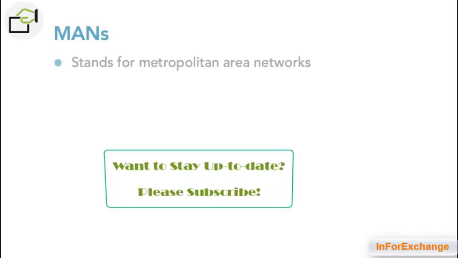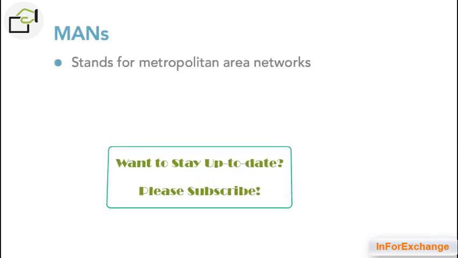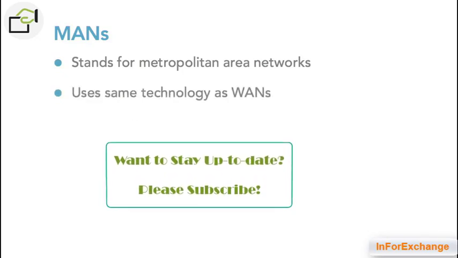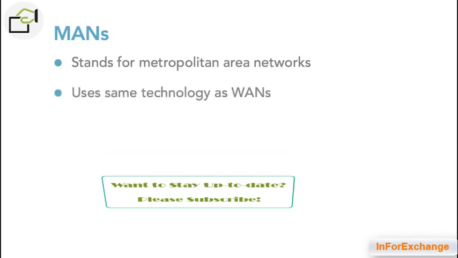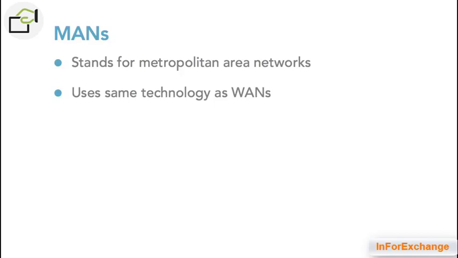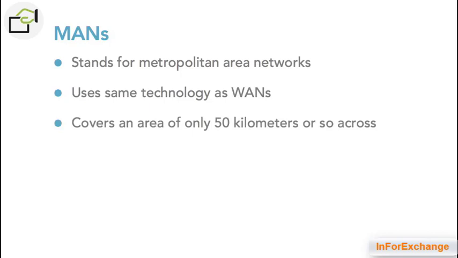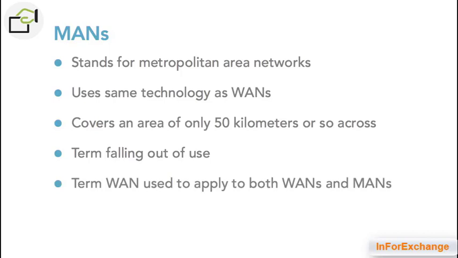Another type of network is called a MAN. MAN stands for Metropolitan Area Network, and it uses the same technology as a WAN. The difference is a MAN covers a much smaller area. In general, a MAN is only going to cover an area of about 50 kilometers across, give or take a little. One thing to keep in mind about the term MAN is that it is falling out of use. Instead, more and more we're using the term WAN to apply to both WANs and MANs.